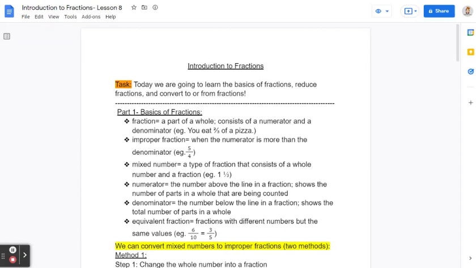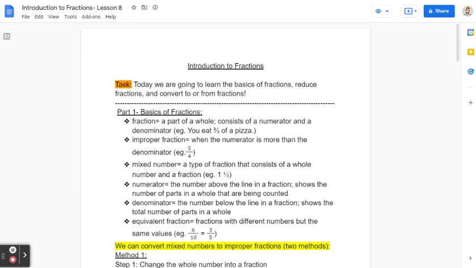It's Introduction to Fractions. This unit will be separated into a couple of lessons. Today we're just doing Introduction to Fractions, where we're going to learn the basics, reduce fractions, and also convert to or from fractions. So let's get started and stay tuned for the future videos in fractions where we learn to add, subtract, multiply and divide.